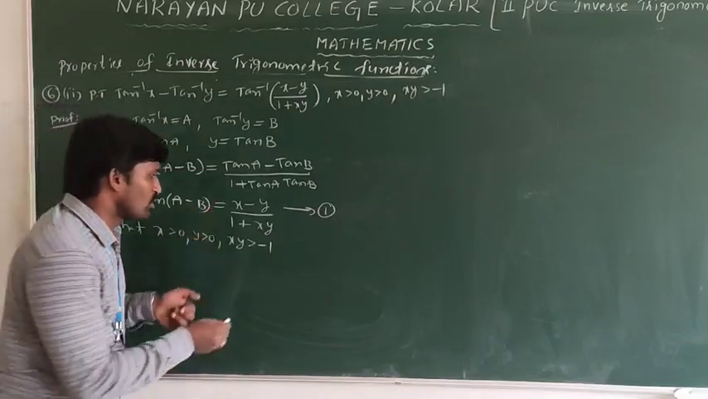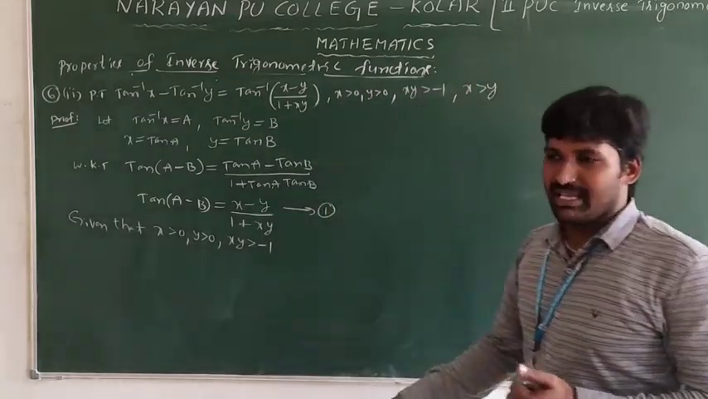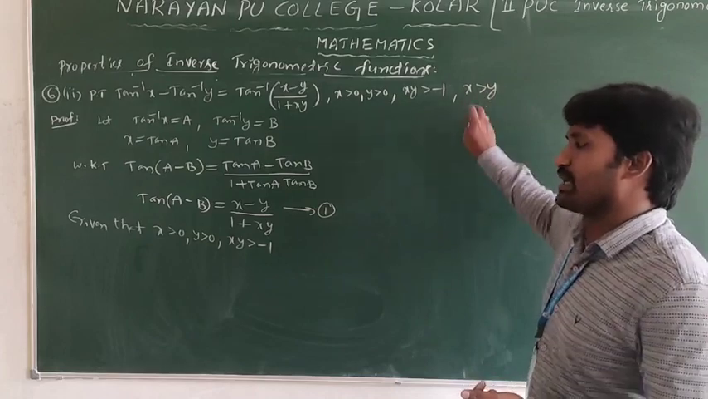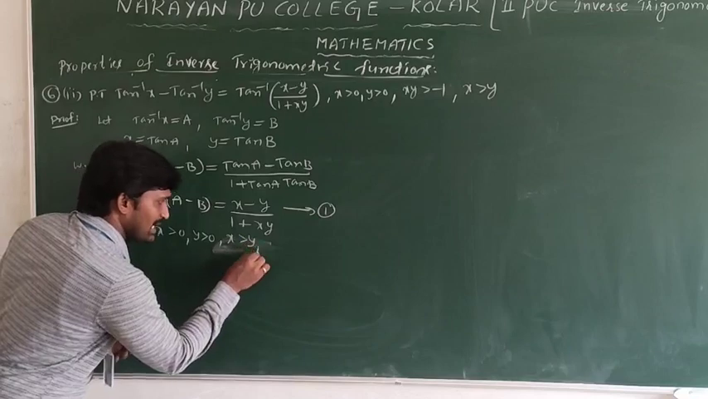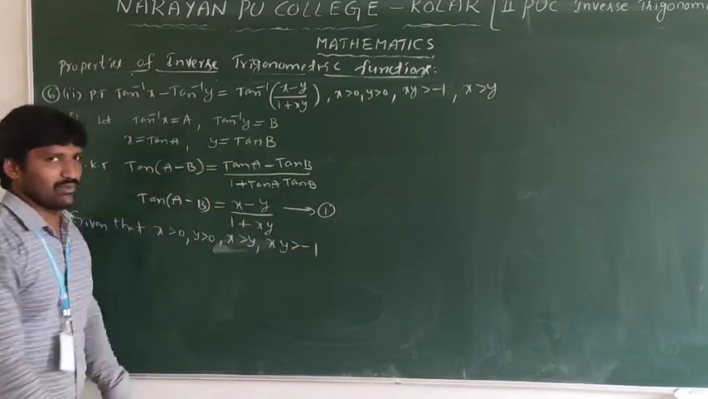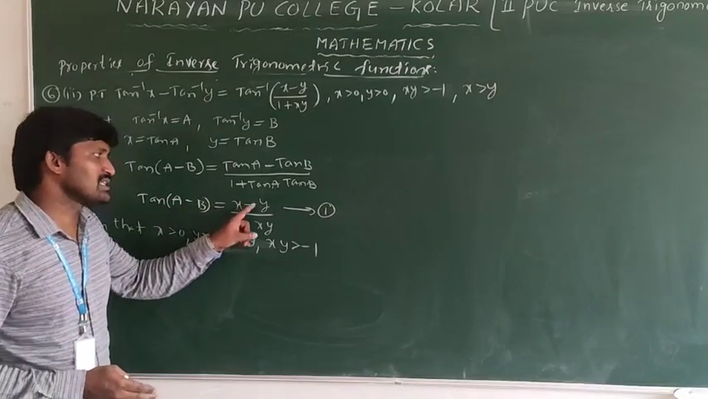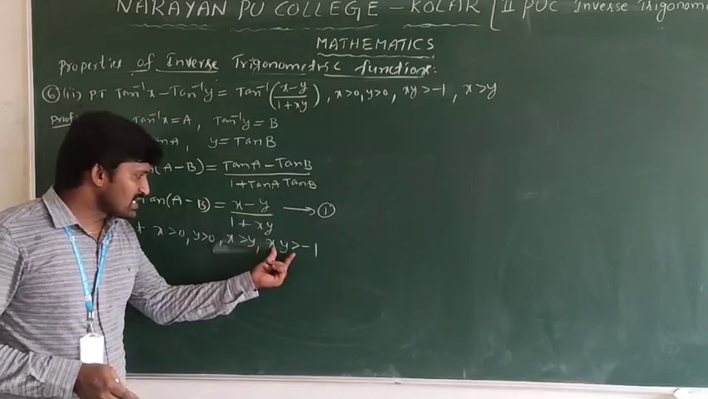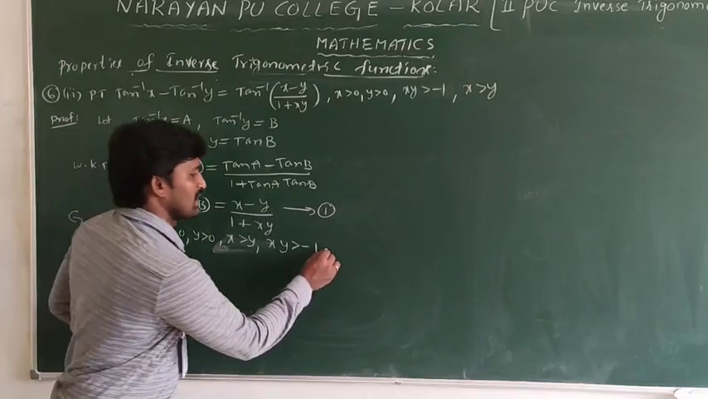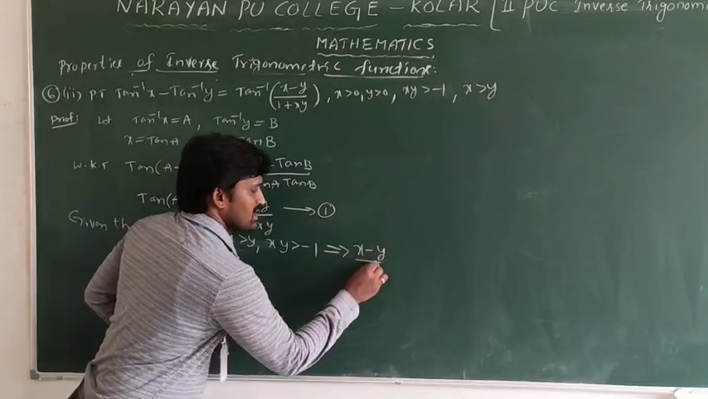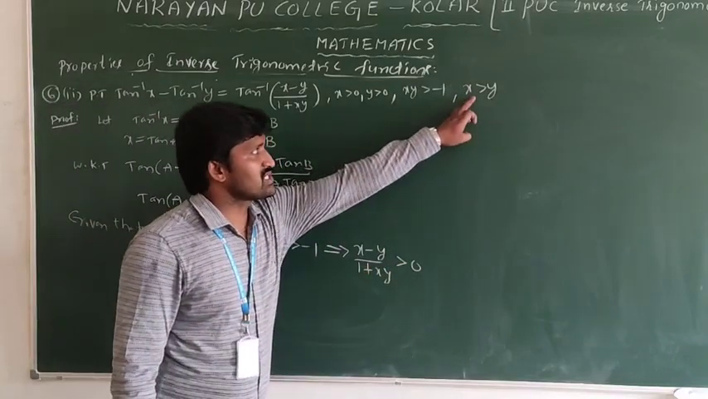Now one more condition we need to follow: x is greater than y. Another condition we need to add here: x is also greater than y and xy is greater than minus 1. Now we can say clearly x is always more than y, so x minus y is clearly positive. And 1 plus xy is also positive. So the total value, x minus y by 1 plus xy, is clearly greater than 0.